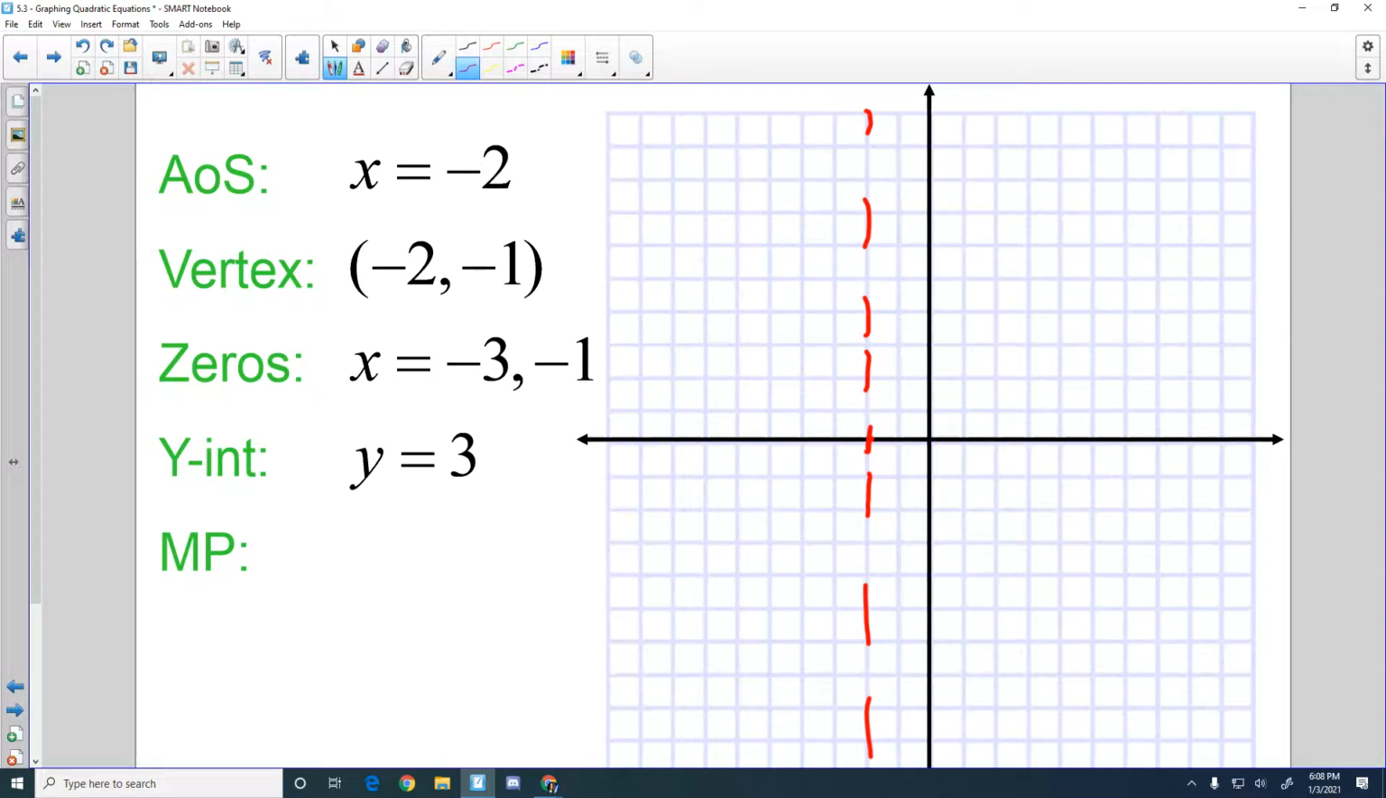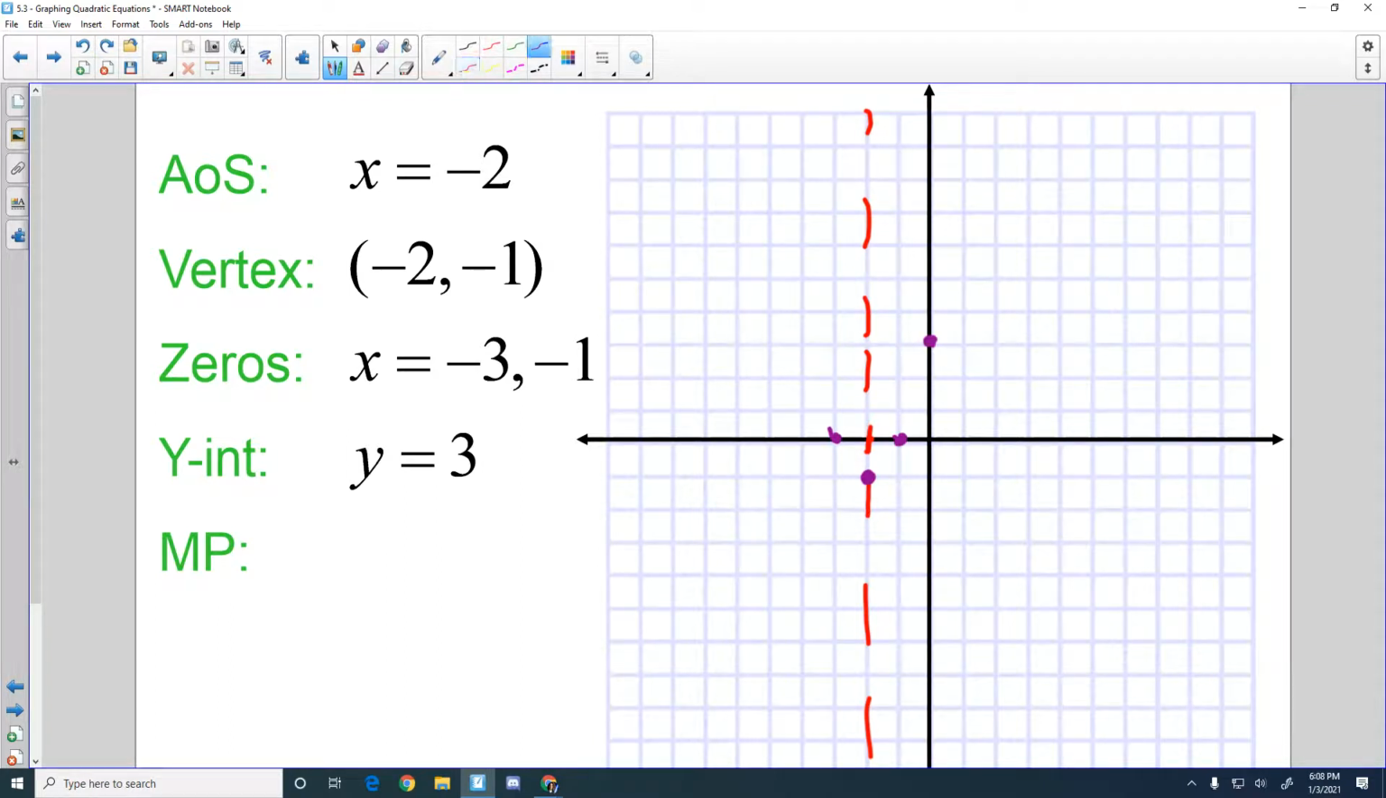The vertex is at -2, -1, which is right down here. Notice that that point is directly on the axis of symmetry, just like it should be. The zeros are those x-intercepts. So on the x-axis, go to -3 and -1. Of course, those are both split by that axis of symmetry because it's like a mirror. And then we have the y-intercept of 3. So on the y-axis, go up to the point 3.